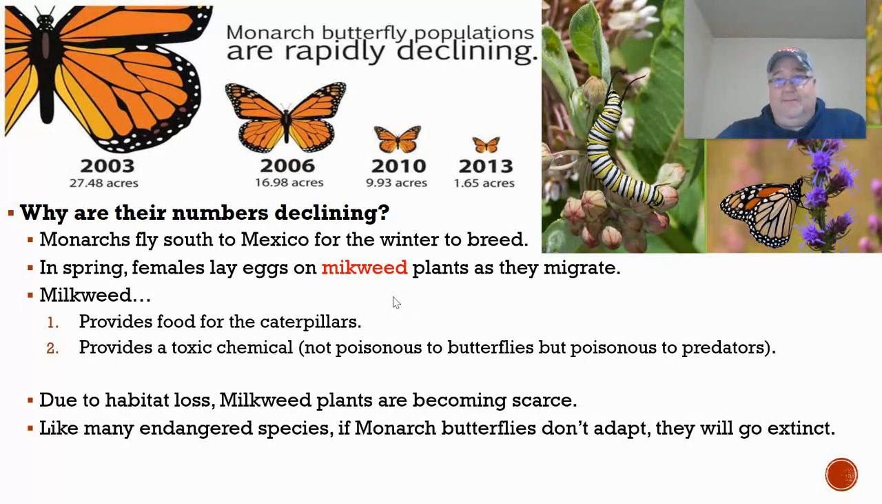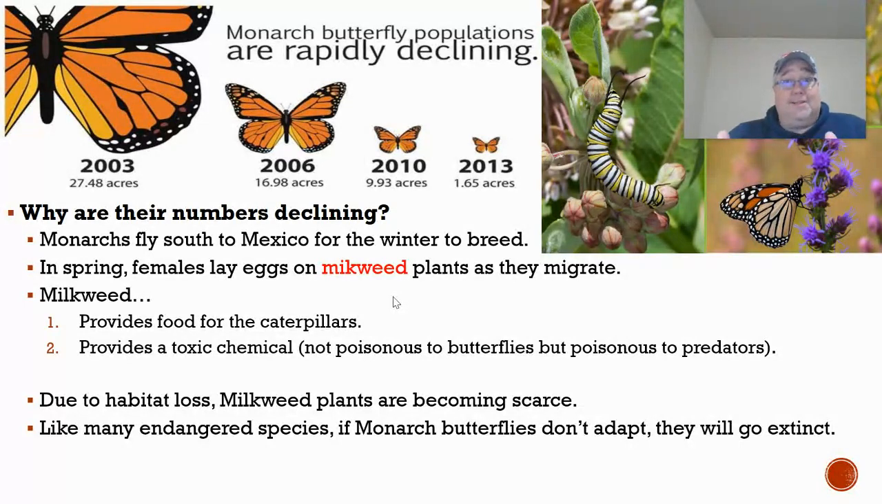One, it provides food for them. So it's not like they can't eat something else, but when they eat the milkweed, there's a chemical in it that's actually a poison. It's a toxin, but it's not toxic to the butterfly or the caterpillar. It's actually toxic to the predators that eat the caterpillars. So this milkweed is super important, not only for food, but it also gives them a sort of defense mechanism against their own predators.